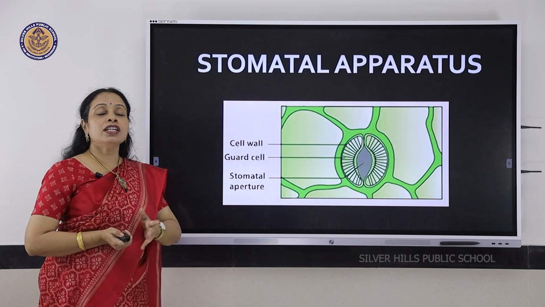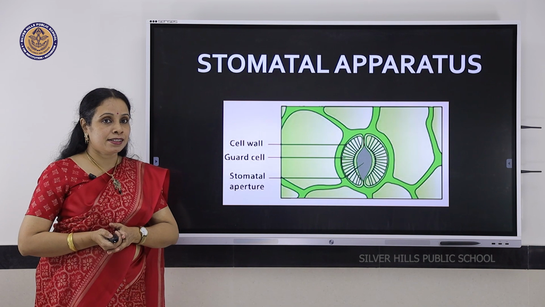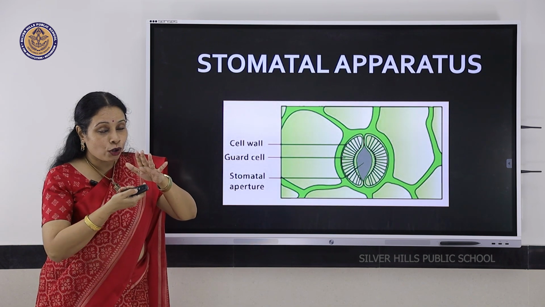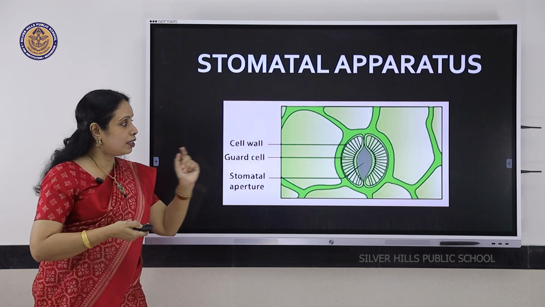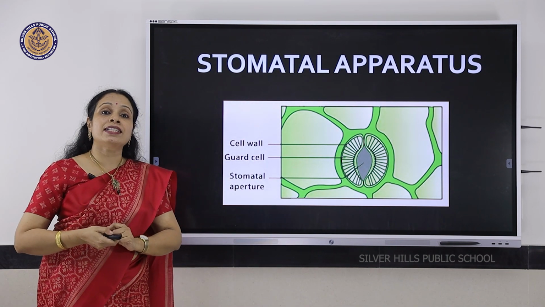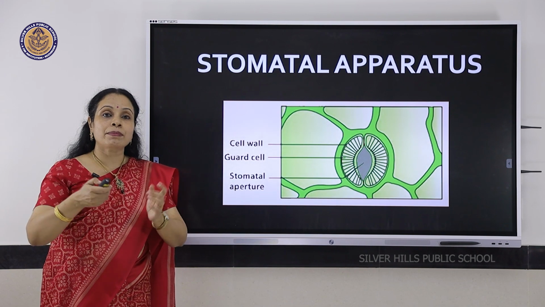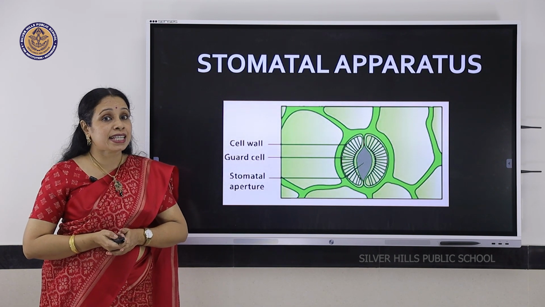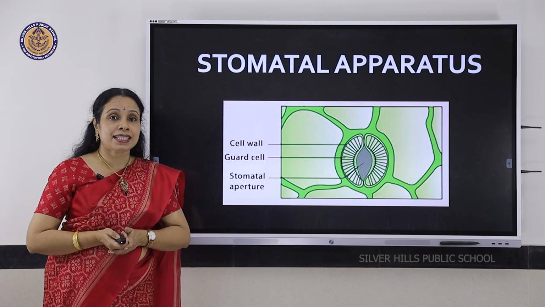And this is the figure of a stomatal apparatus. There will be many like this on the ventral surface of the leaf. The pore, the stomatal pore, guarded by the two guard cells, and outside them there will be the subsidiary cells and the epidermal cells.